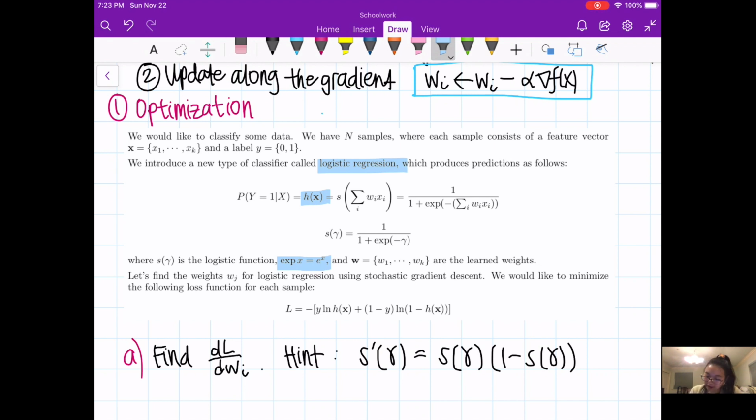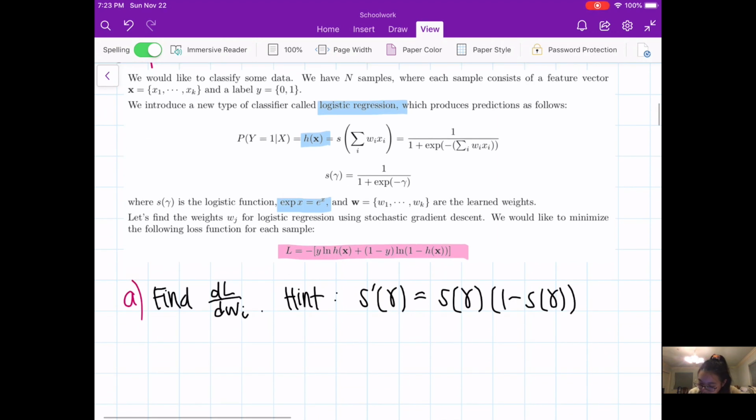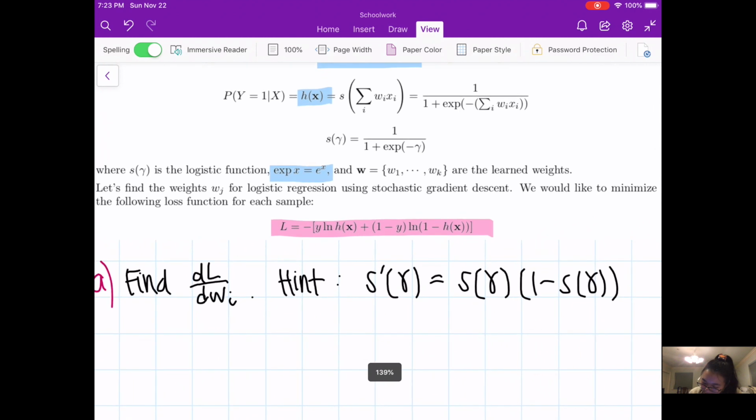Cool. So now we have this loss function down here, and we want to minimize this loss function. In order to do that, we need to take the derivative and then find when it is a local minimum versus a local maximum, and then update accordingly. That's why in step A, they ask us to find the derivative of the loss with respect to each weight, so with respect to wi. So let's dive into the math for that.